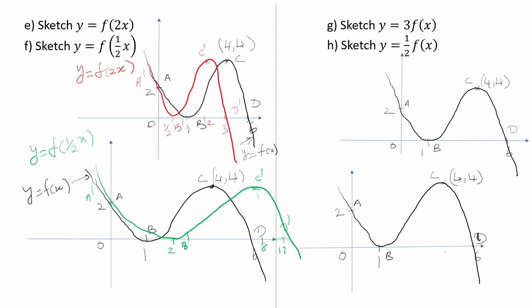Now next one, sketch y equals 3fx. So x is not changed. Y coordinate is going to be 3 times. So the y coordinate changes by scale factor 3. So let's check the points. So the x coordinate is not changed. The point A, y coordinate is 2. So the new y coordinate is 3 times 2, 6. It's going to be 6. This is A dash.